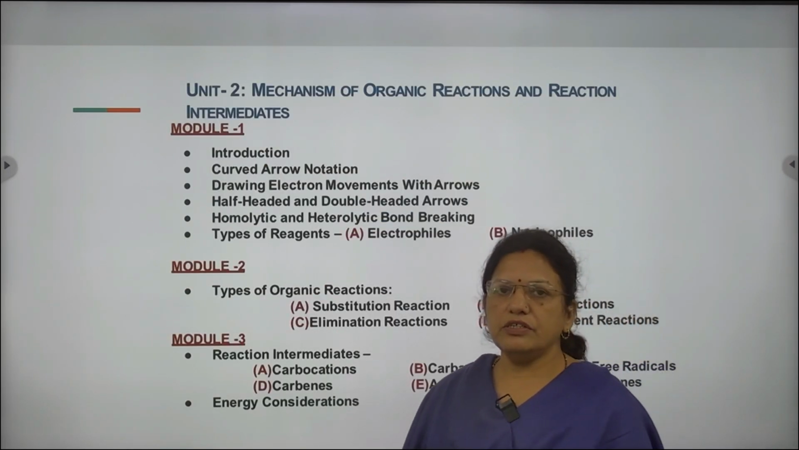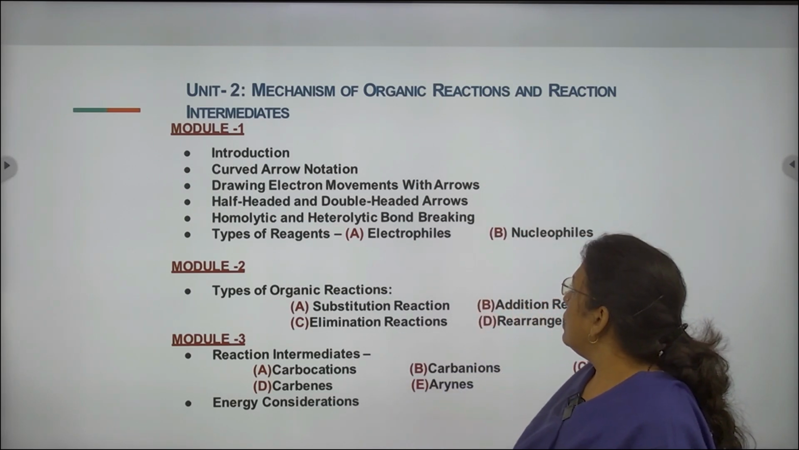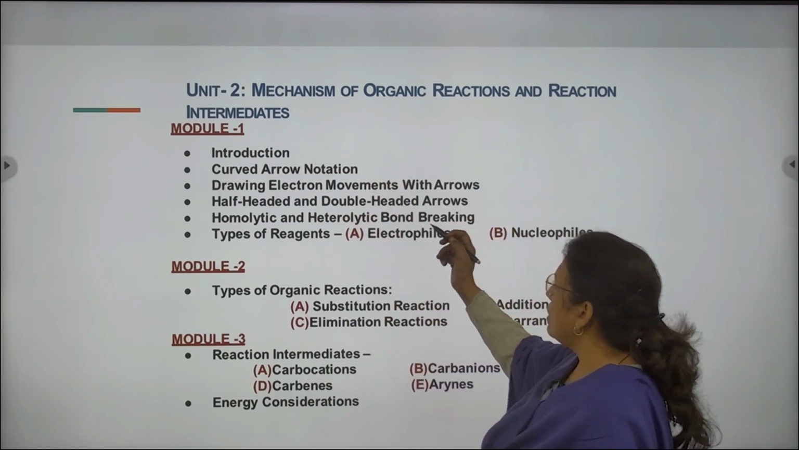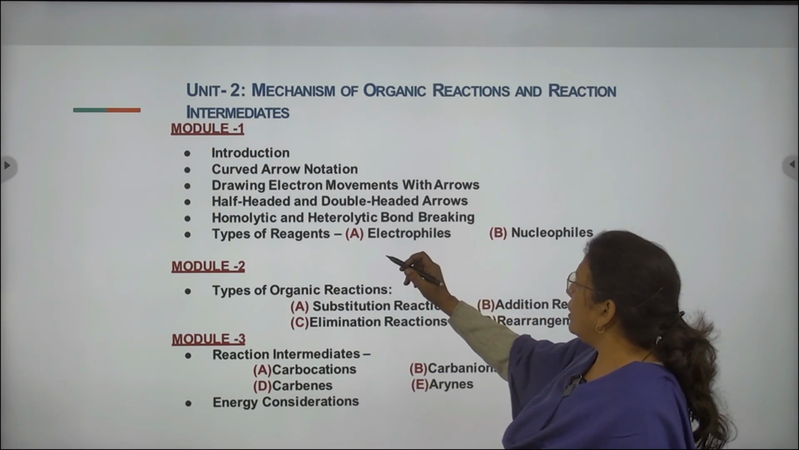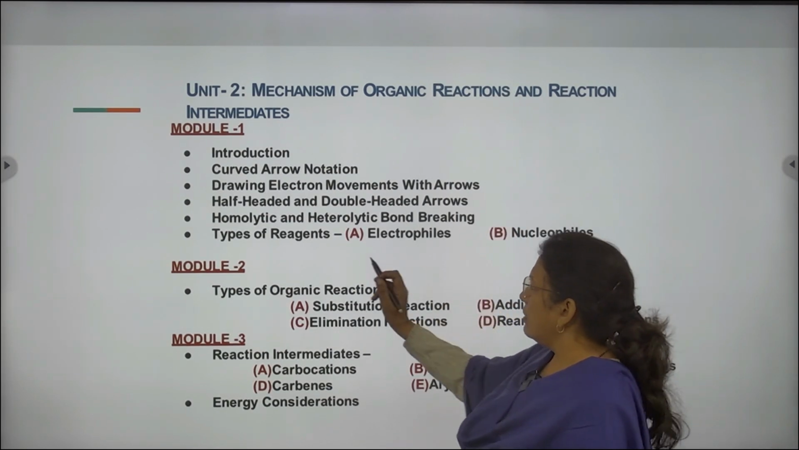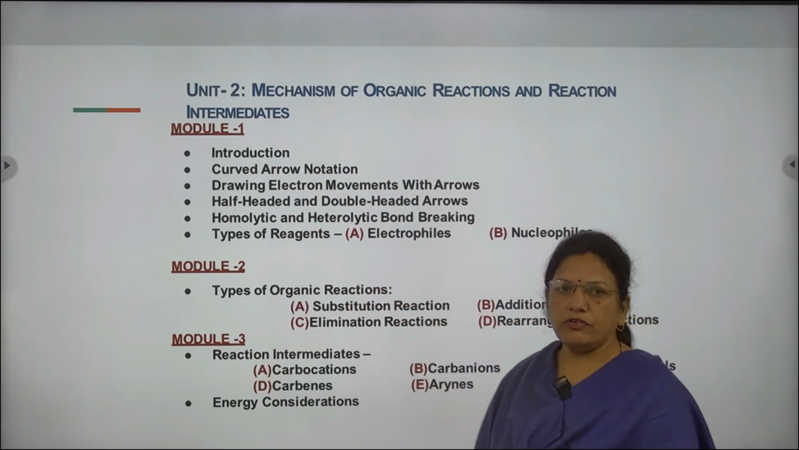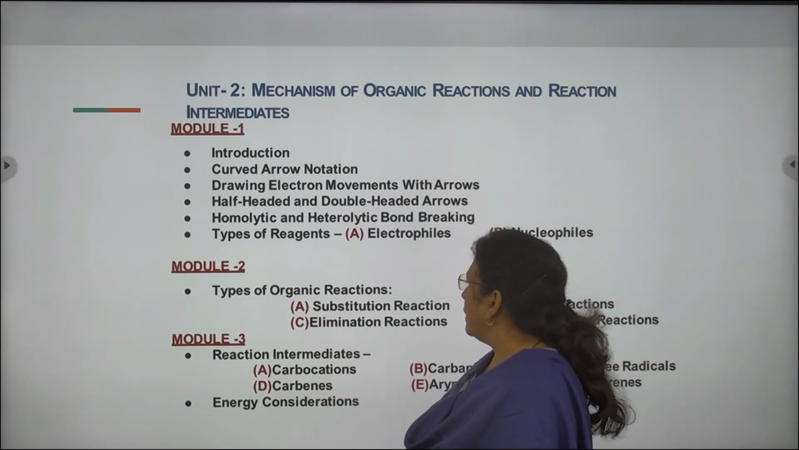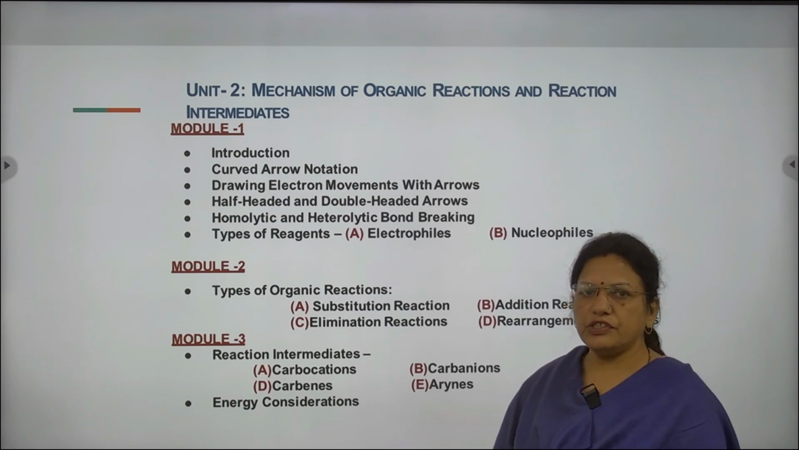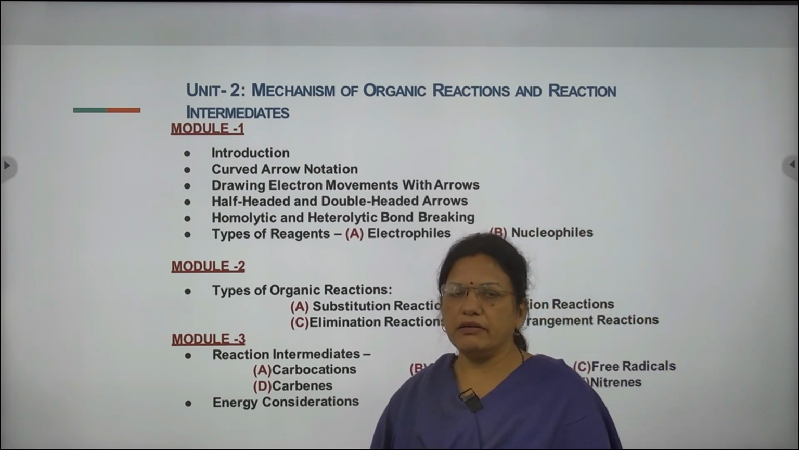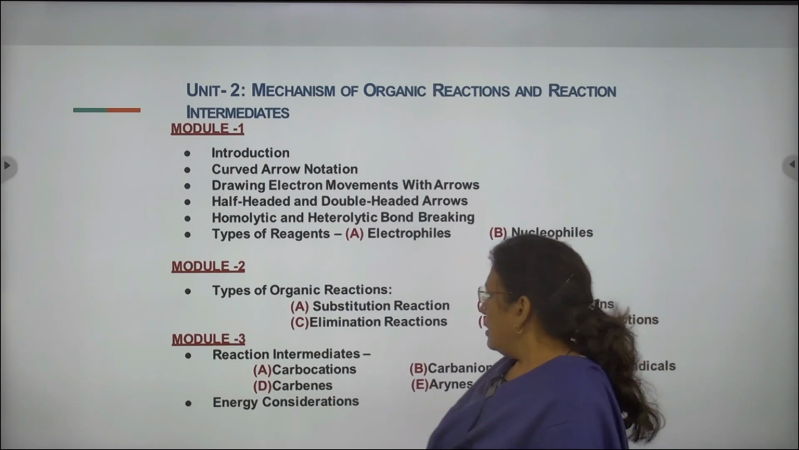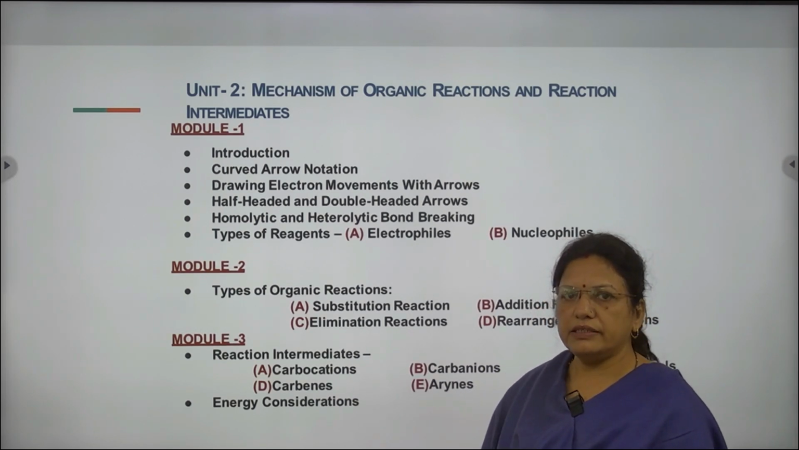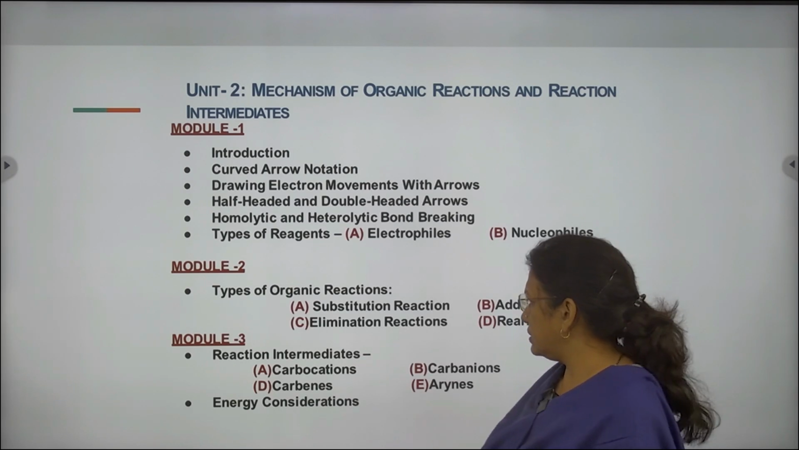In the last lecture we talked about curved arrow notation, drawing electron movements with arrows, half-headed and double-headed arrows, homolytic and heterolytic bond breaking, and types of reagents like electrophiles and nucleophiles. In module 2, we talked about types of organic reactions like substitution reactions, addition reactions, elimination reactions, and rearrangement reactions. In module 3, we talked about reaction intermediates: carbocations, carbanions, free radicals, arynes, carbenes, and nitrenes.